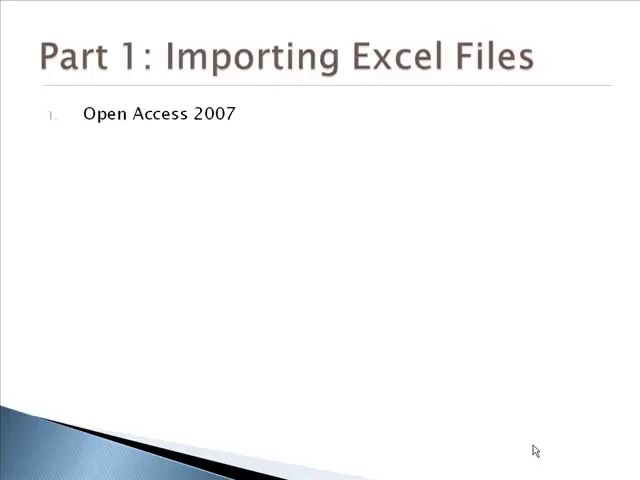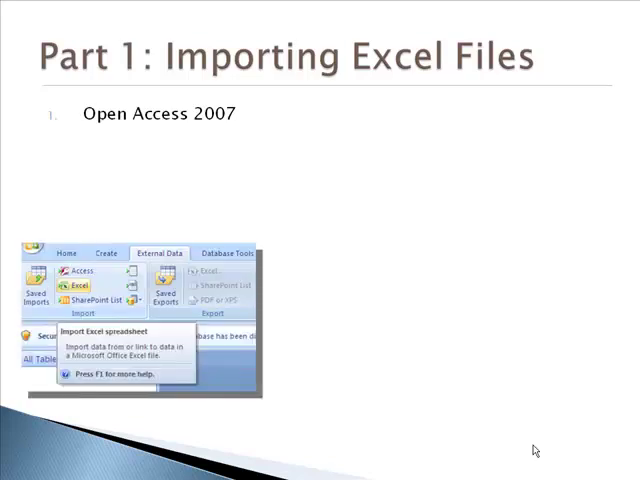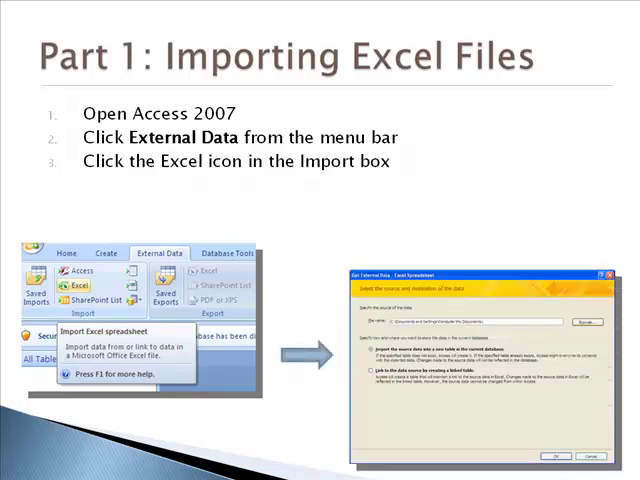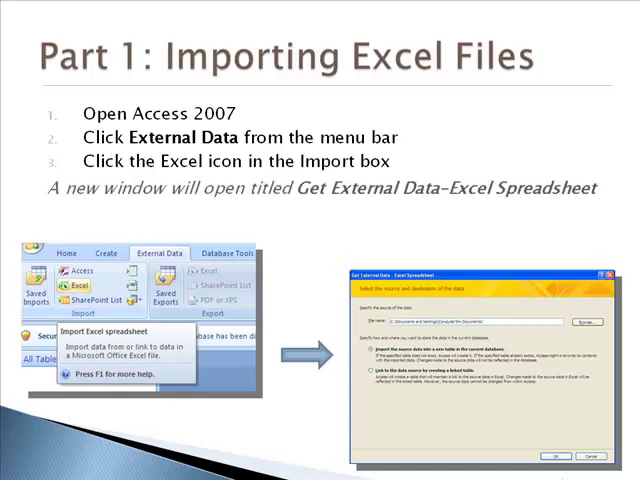To import the Excel files, we'll open up Access. Then we can click External Data from the menu bar. You'll click the Excel icon in the import box. A new window will open titled Get External Data Excel Spreadsheet, and then you'll click Browse to find your specific files.